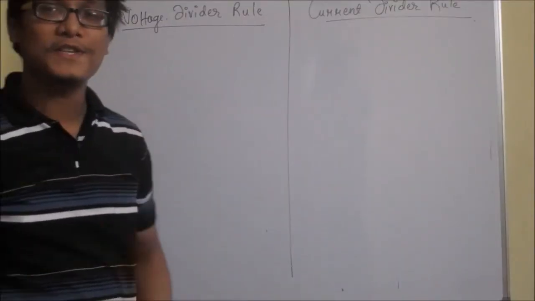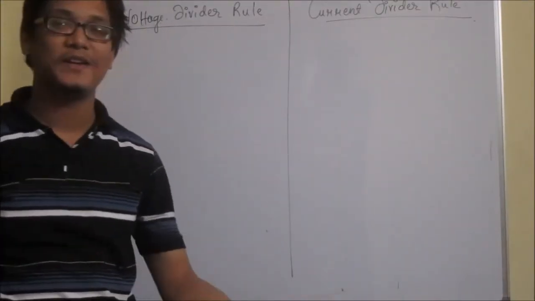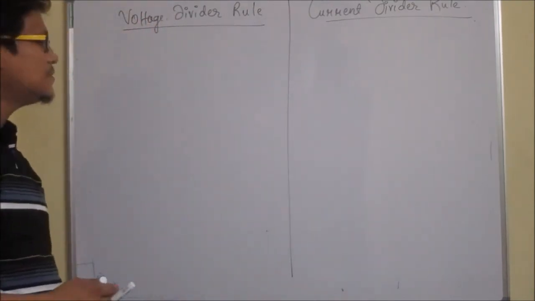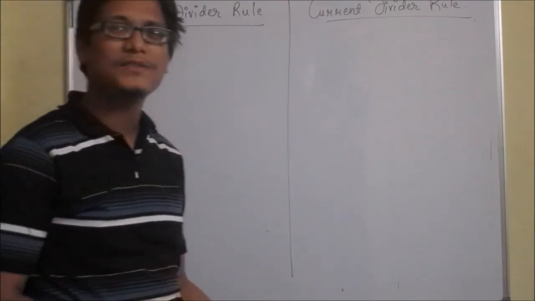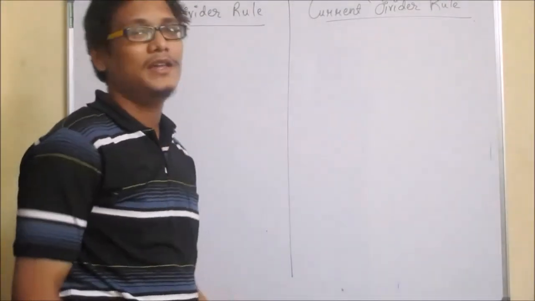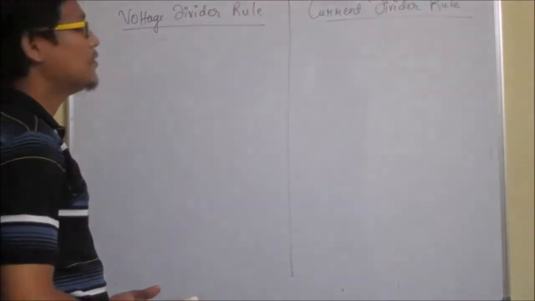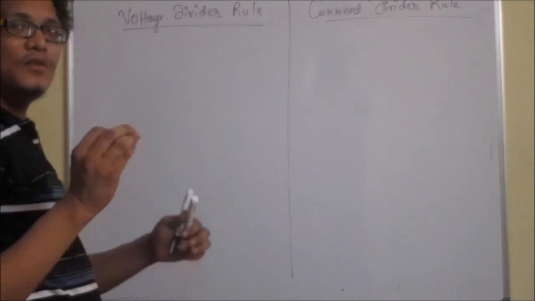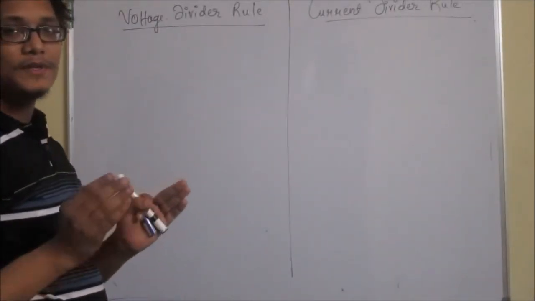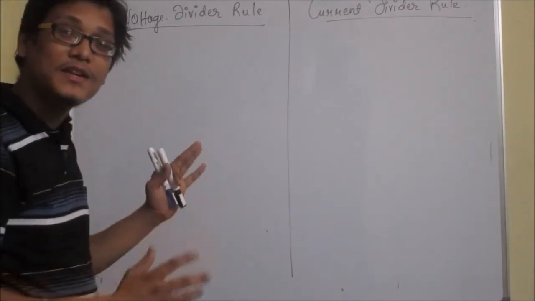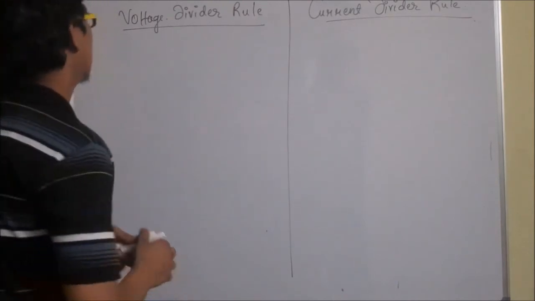Now, we will start with the voltage divider rule and the current divider rule. This is basically a derived property. It is not a theorem or something, but it is very helpful in many problems. If you know it, then no problem. You can solve at least 10 to 20% of difficult problems by just applying this and visualizing the circuit according to this.